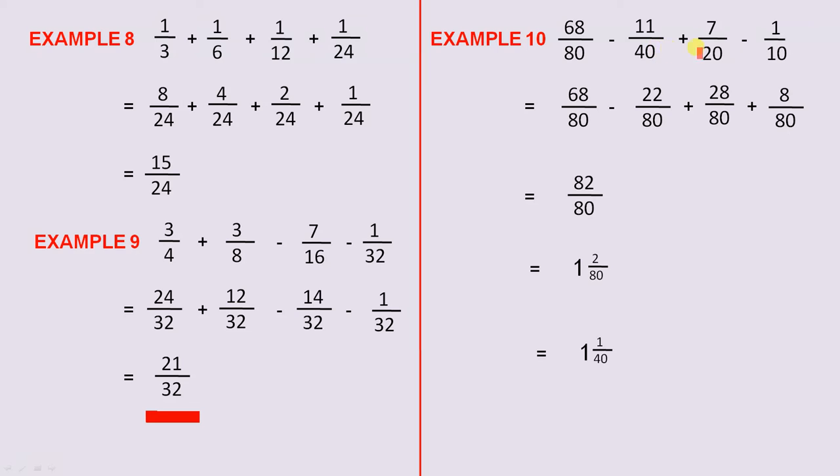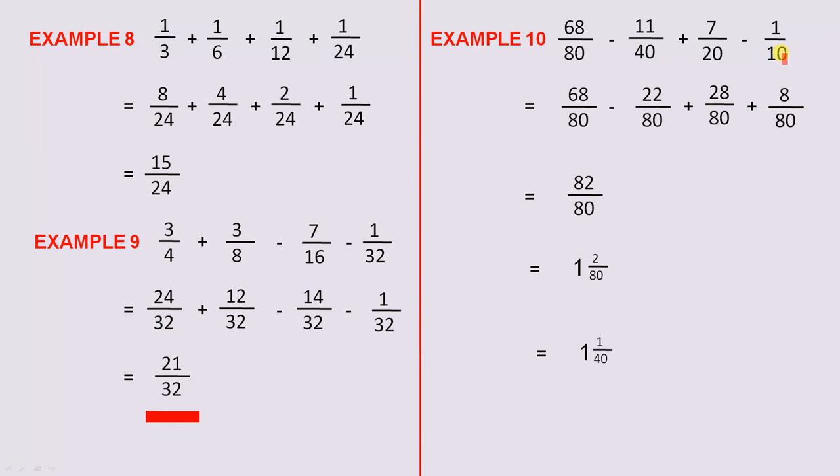We have 4 fractions here. That's an 80, so each of these has to be changed to an 80. To change this denominator to an 80, multiply top and bottom by 2. Twice 11 is 22. 2 times 40 is 80. To change this to an 80, multiply top and bottom by 4. 4 sevens are 28. 4 times 20 is 80. So that gives us 28 over 80.